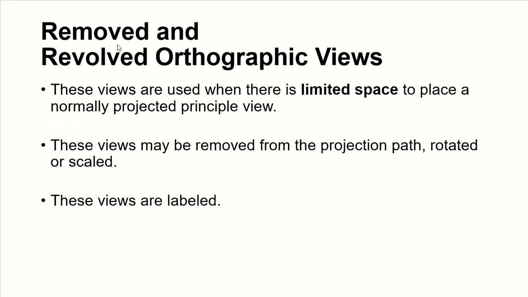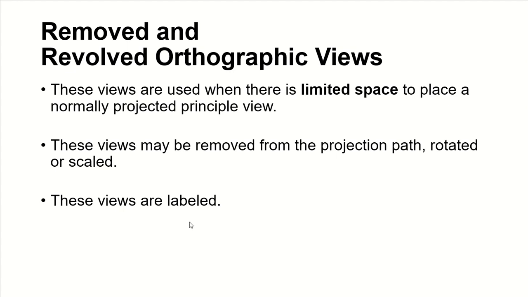Removed, revolved. Why do we have to do this type of special drawing? It's because we need to overcome your limited space. Because your space is so limited in your drawing that you can't fit your normal principal views, your 6 views. So at that time we're gonna draw the shorter version of it, and we call that removed and revolved views. Why do we call that removed? Because you remove it from the projection path, and then sometimes you have to rotate it to fit, and also to expose the views that you need to see in your part.